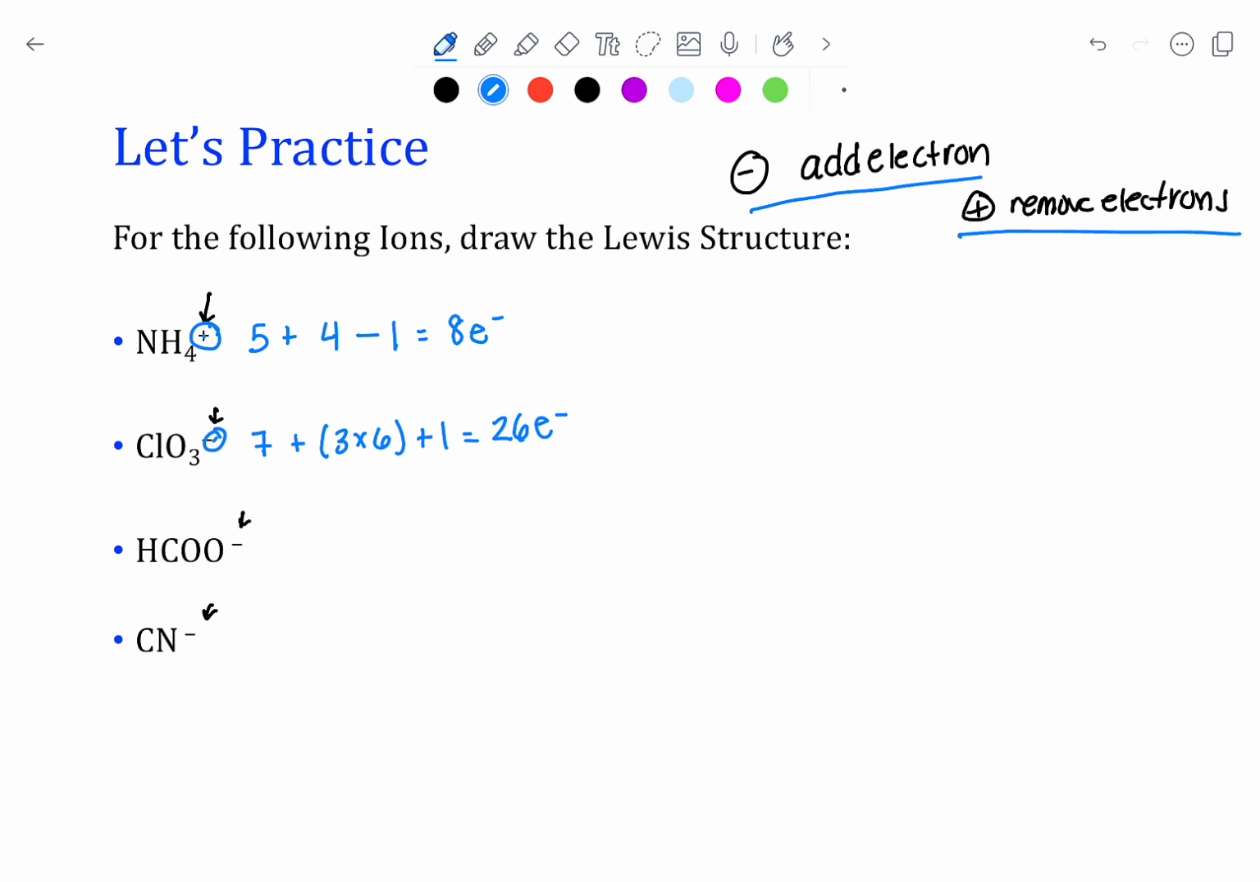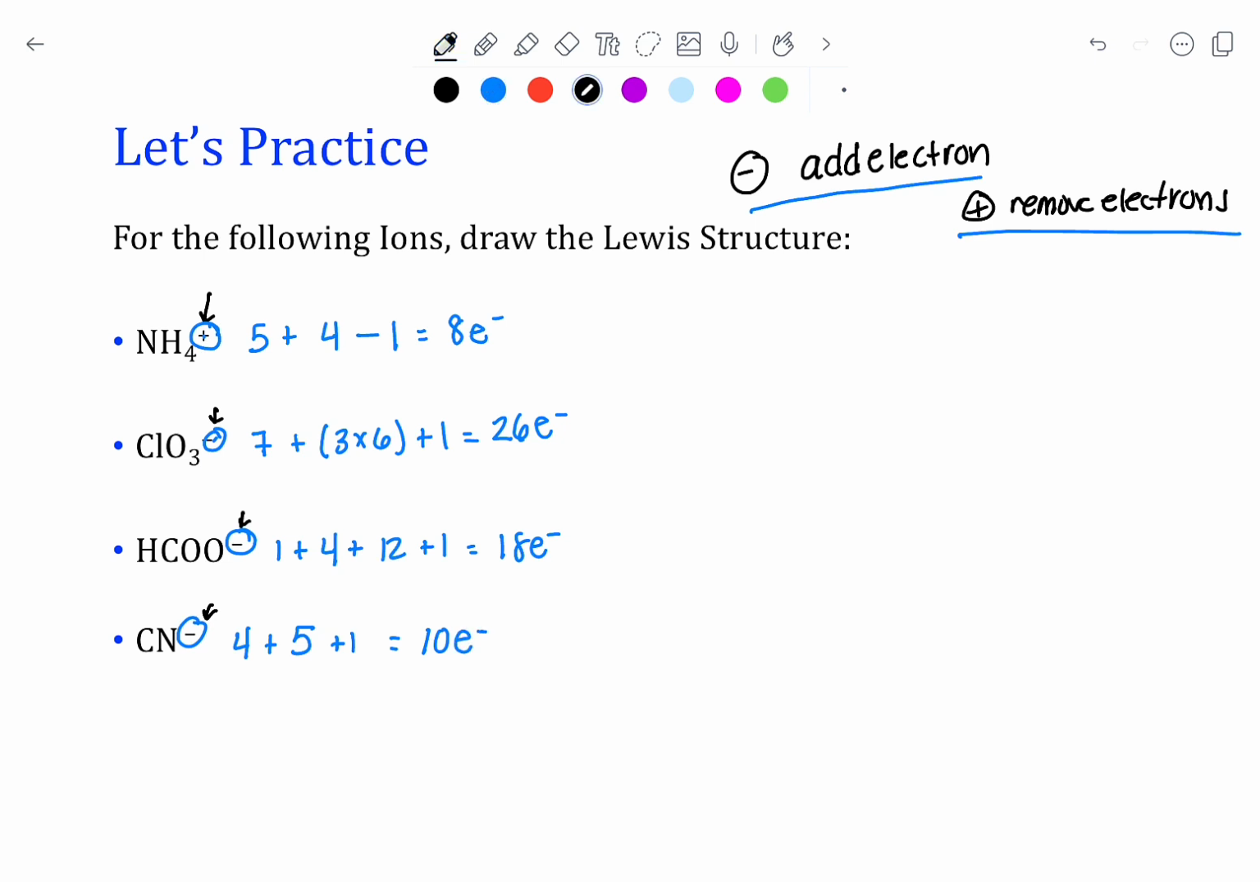For HCOO-, we have 1 from the H, 4 from the carbon, 12 from the 2 oxygens, and 1 extra because it's a minus charge. So in total we have 18 electrons. And then CN-, we have 4 from the carbon, 5 from the nitrogen, plus 1 extra because it's a 1-. So we end up with 10 electrons. So let's start drawing these.